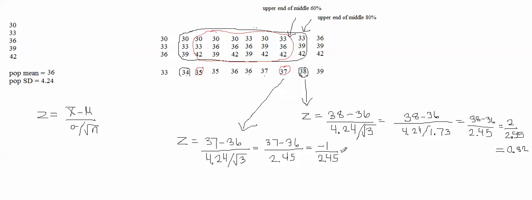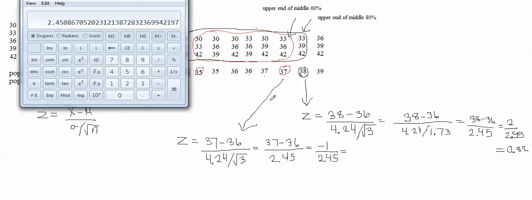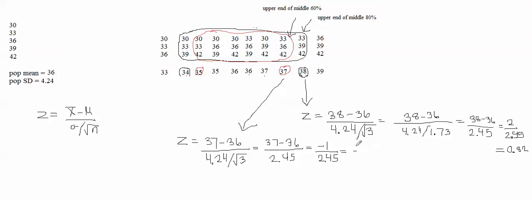So let's see what this equals. -1 divided by 2.45. 1 divided by 2.45 is about 0.41 rounded. And it's a negative answer because we're dividing a negative number by a positive number.